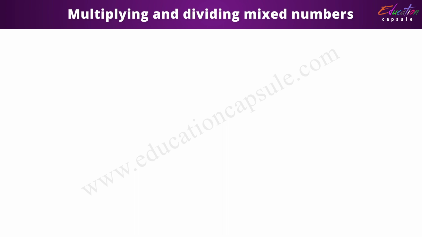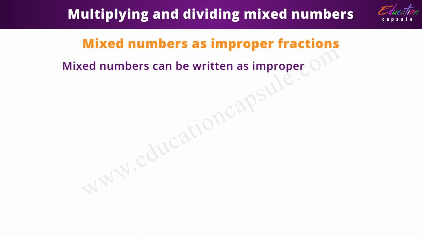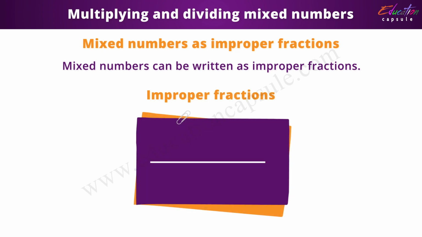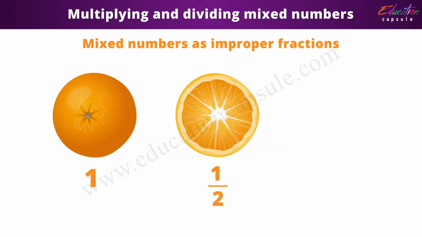Next is mixed numbers as improper fractions. Mixed numbers can be written as improper fractions. Improper fractions are fractions where the numerator is bigger than the denominator. 1 whole is equal to 2 halves. So we can say that 1.5 can be written as 2 halves added to 1 half, which will give you 3 halves.